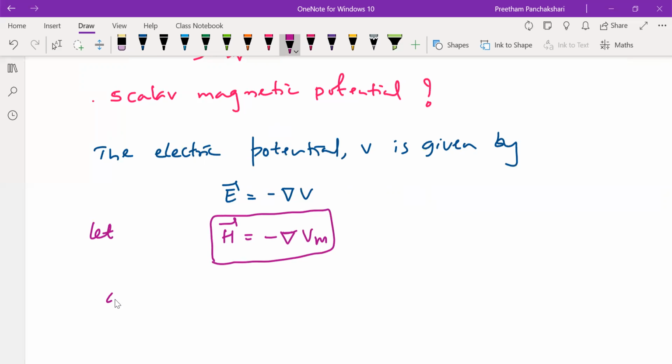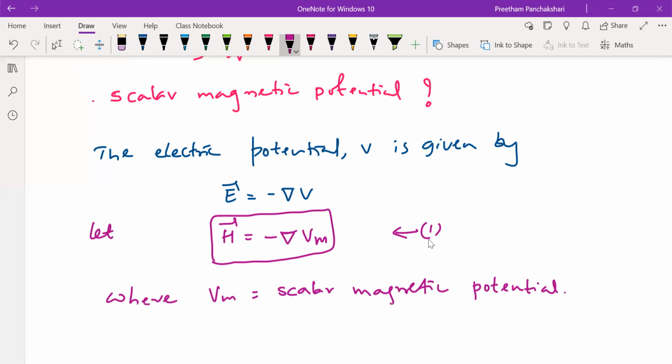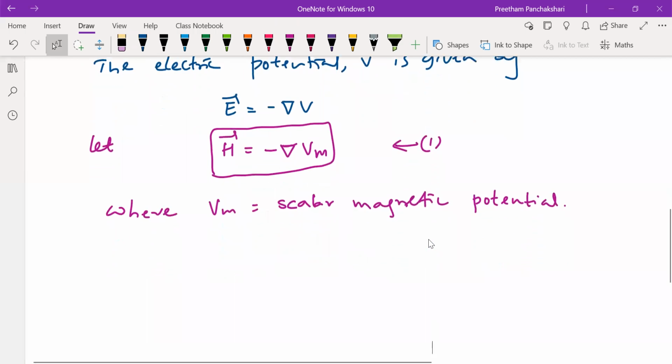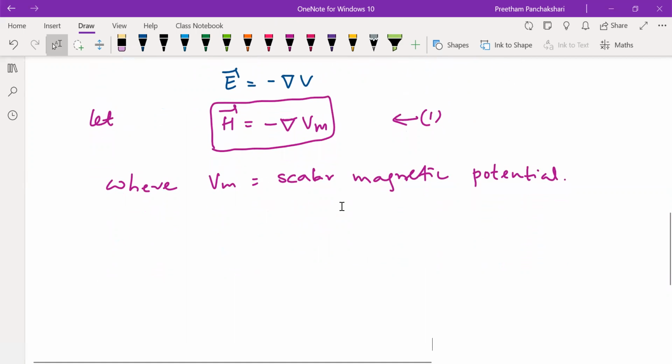This holds good, and here Vm should represent the scalar magnetic potential. This equation is just written based on the knowledge of electric potential. Let us say equation number 1. If equation number 1 is valid, then it should satisfy the curl and divergence of the magnetic field. Only then can we accept the existence of this scalar magnetic potential.